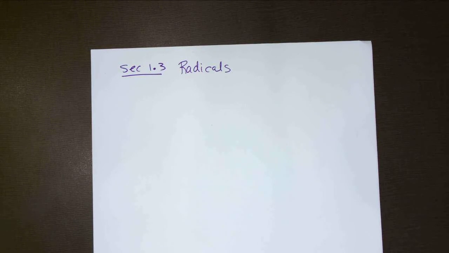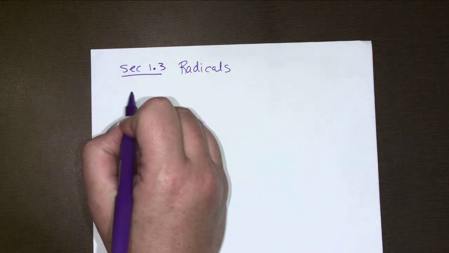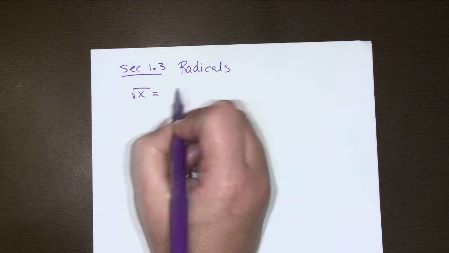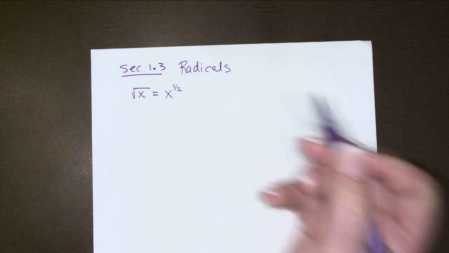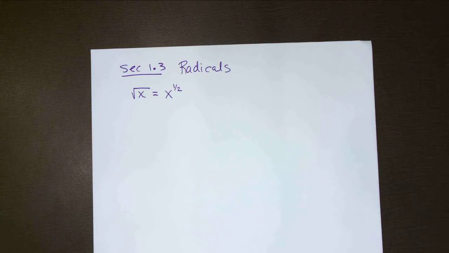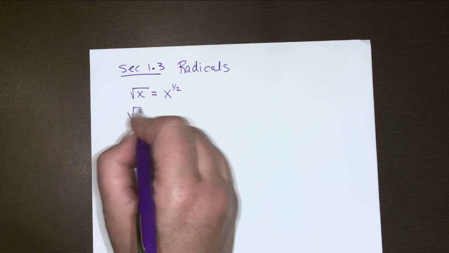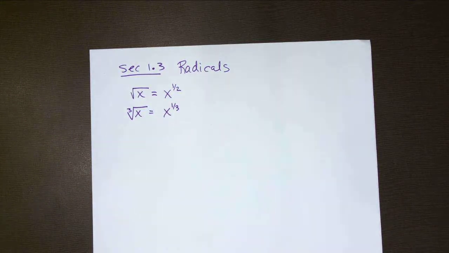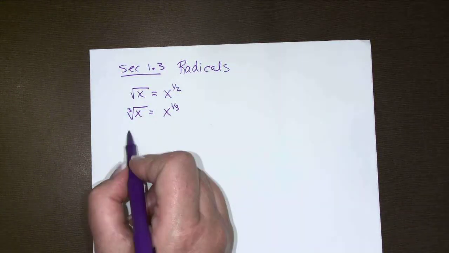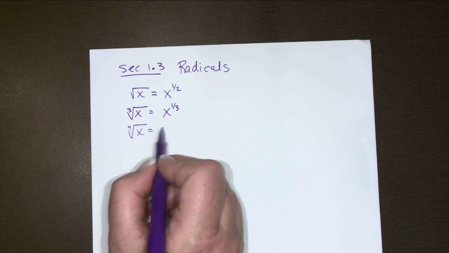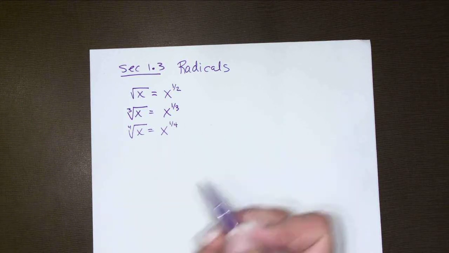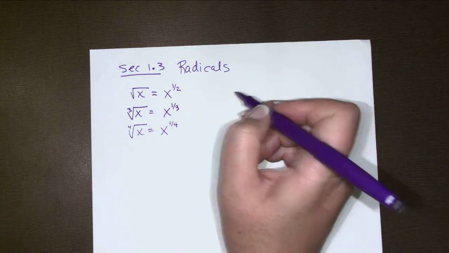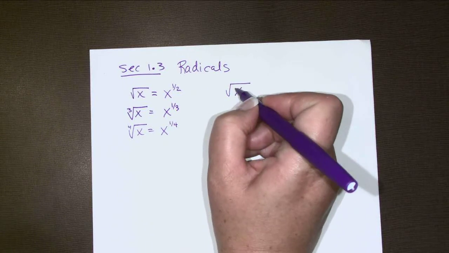So the radical section is in the same section as the exponents because radicals are exponents. The square root of x is the same as writing x to the 1/2. Cube root is x to the 1/3, and so on. Fourth root would be x to the 1/4. Now what if we had something like this?